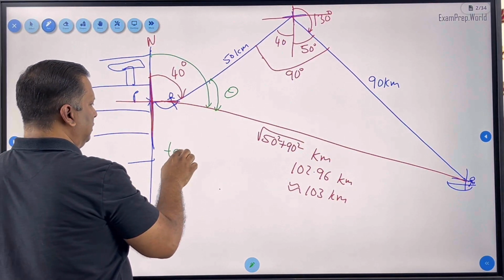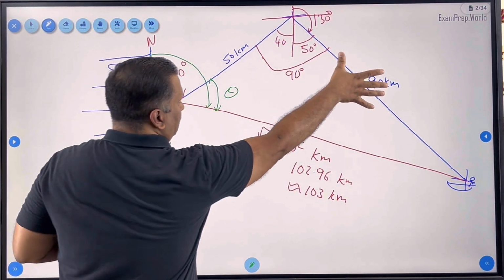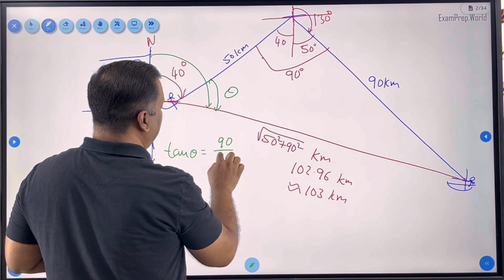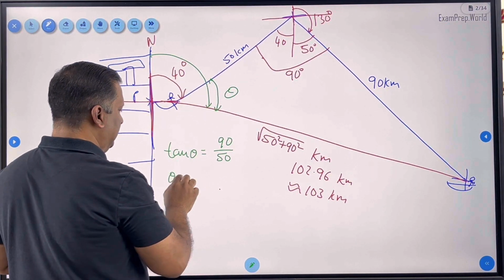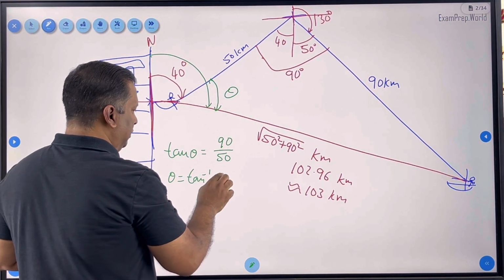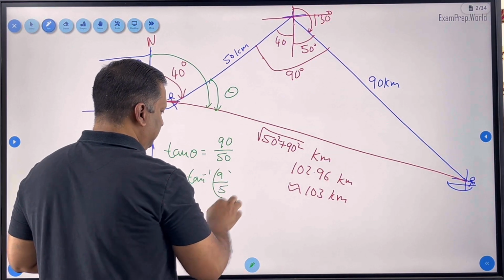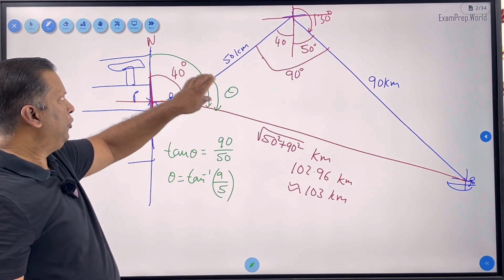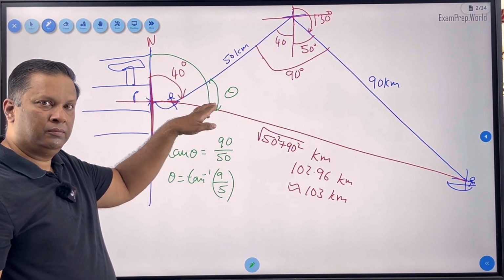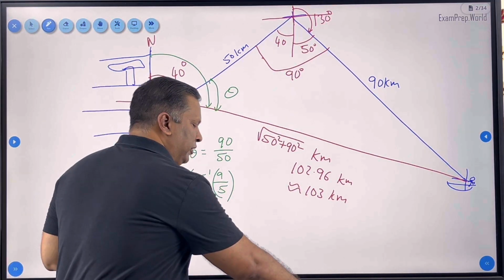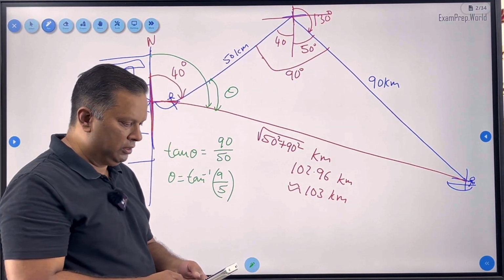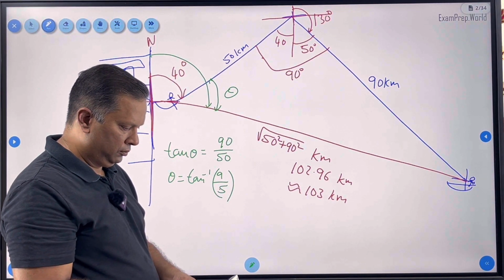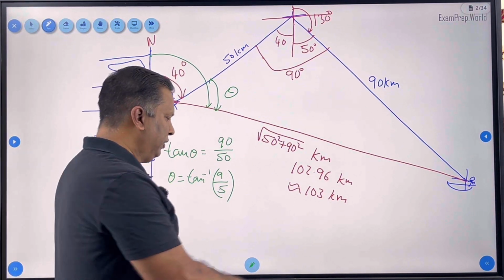Now look at this right angle triangle. What is tan of theta? Opposite over adjacent. So it is 90 over 50. Therefore, theta is tan inverse of 9 over 5. If you calculate this value, you will get this angle. And if you add it to 40, you will get the total bearing, right? So what is tan inverse of 9 over 5? Do it in your calculator. It is 60.95.